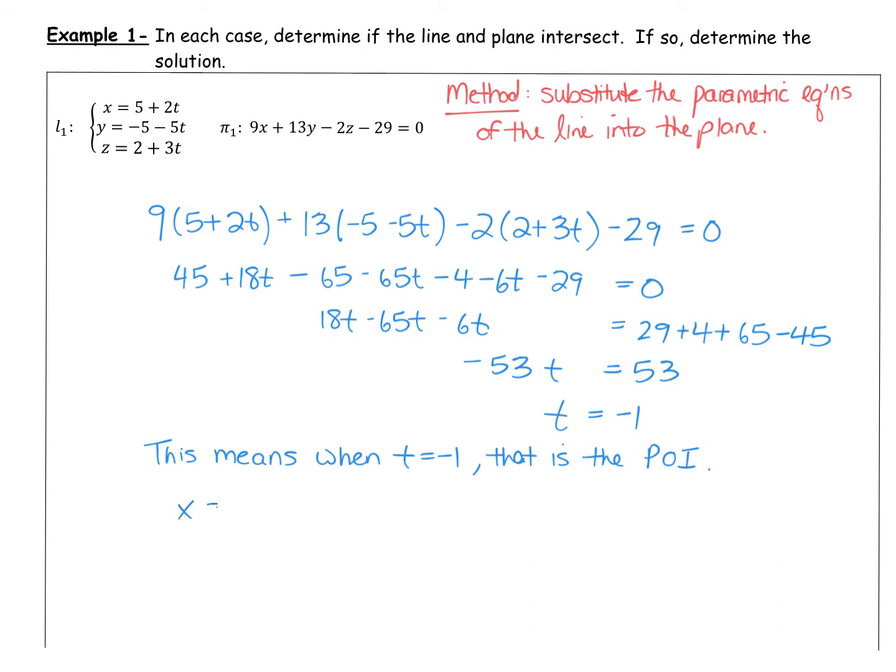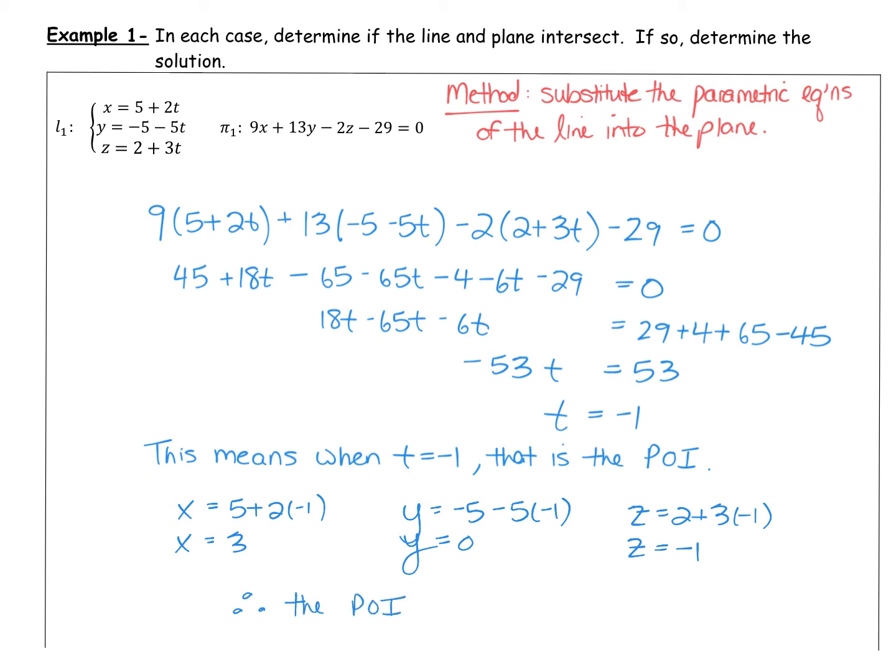That, of course, means x equals 5 plus 2 times -1, so x equals 3. Y equals -5 minus 5, that would be 0. And for z, we have 2 plus 3 times -1, so z equals -1. Therefore, there is one point of intersection, and the point of intersection is (3, 0, -1). That's what it looks like when there's one solution, and that's how we go about solving.